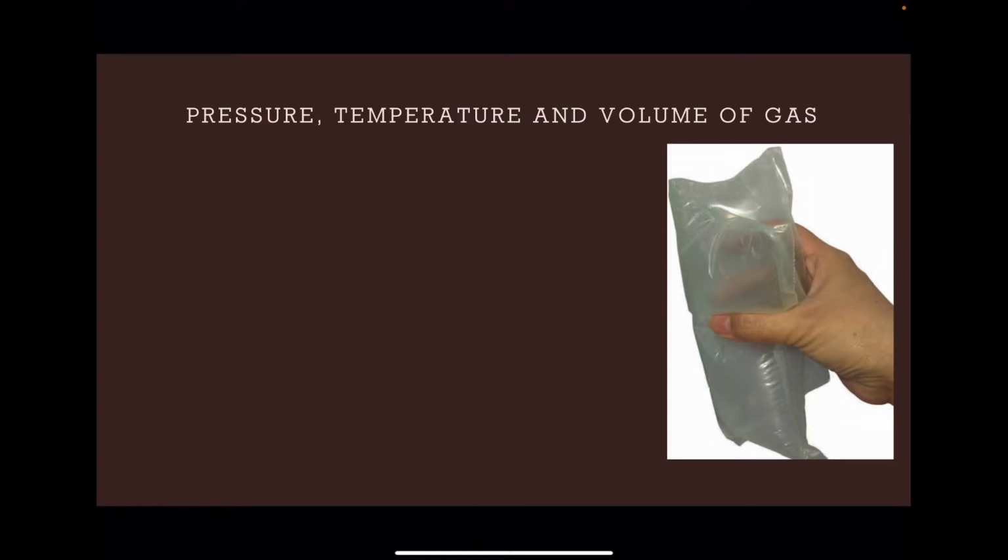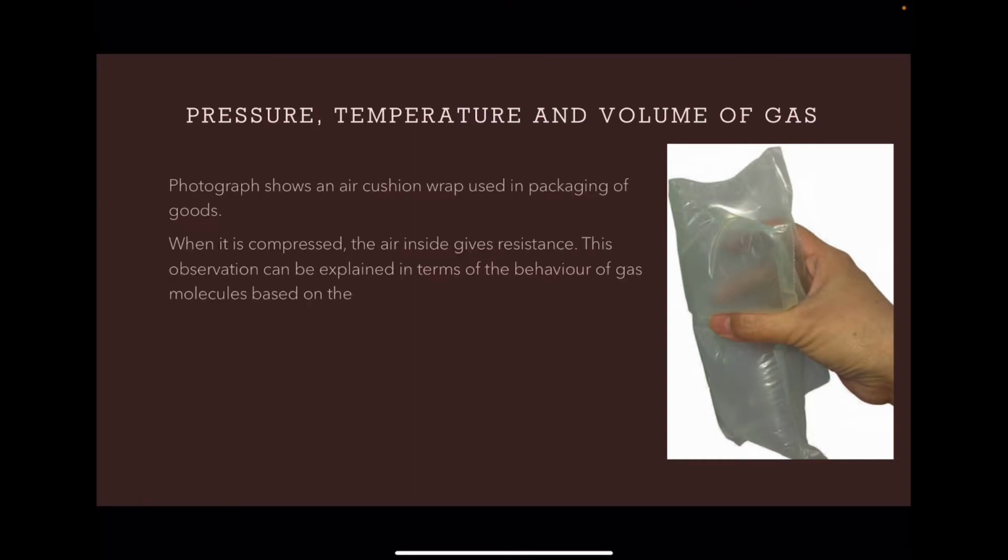Okay, let's say you beli apa, maybe beli, I don't know, computer ke laptop, gadget, anything lah, which is very fragile. Okay, and of bubbles kan, bubble wrap. So this is an air cushion wrap, okay, usually used in packaging of goods, or maybe you buy biscuits ke kan. When it is compressed, the air inside gives resistance.